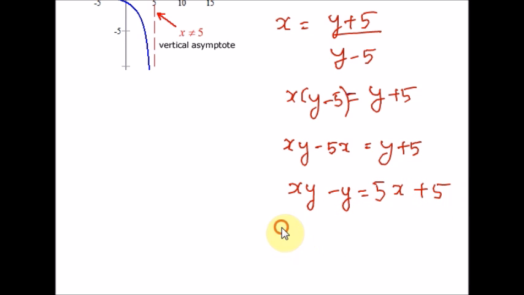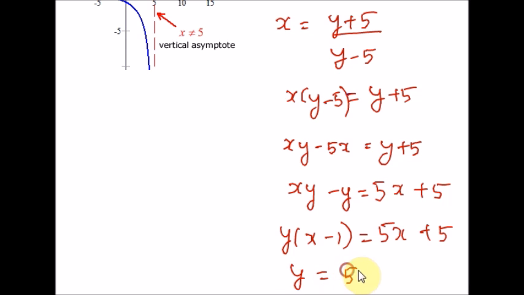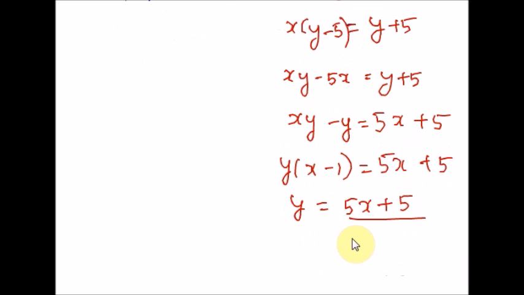Now take y as a common factor out and x minus 1 will be the leftovers. Now you can divide both these sides by x minus 1. So you will get y equals 5x plus 5 divided by x minus 1. Replace y by f inverse of x.